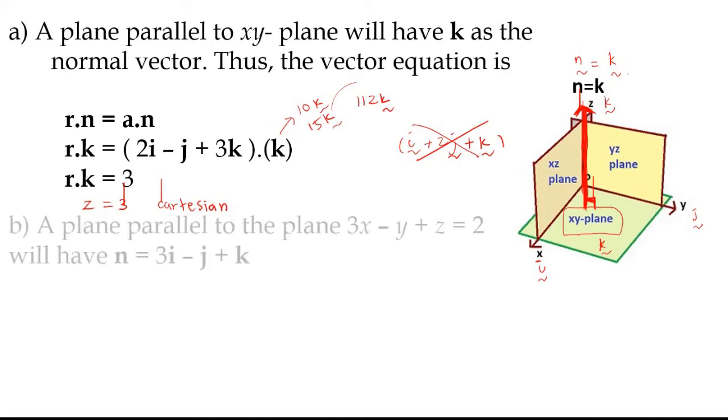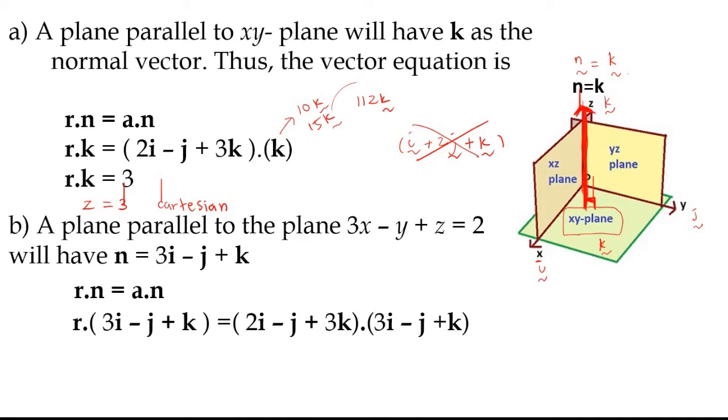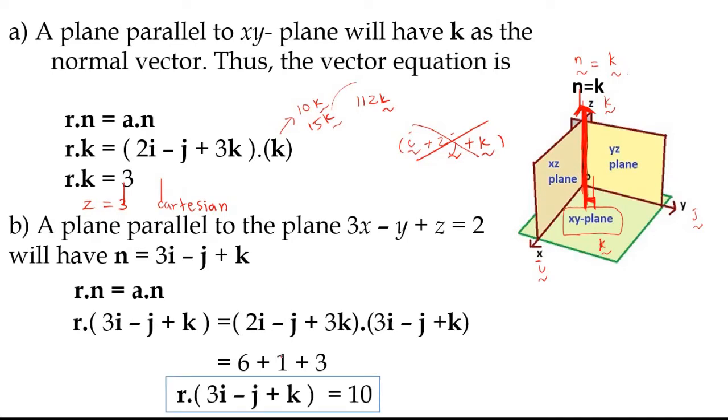Okay, and then untuk yang second part, parallel dengan plane (3, -1, 1) tadi. Okay, so kita akan dapat normal dia sama dengan plane tersebut sebab dia parallel macam soalan sebelum tadi. So, normal dah dapat, A pun dah ada dalam soalan. So, just masukkan je. And then, awak dotkan. Kita dapat 6 plus 1 plus 3. So, we got R dot (3i minus j plus k) is equal to 10. Ini vector equation lah. Okay. Yang dibagi kat dalam soalan ni is vector equation. Yang ni pun vector equation.